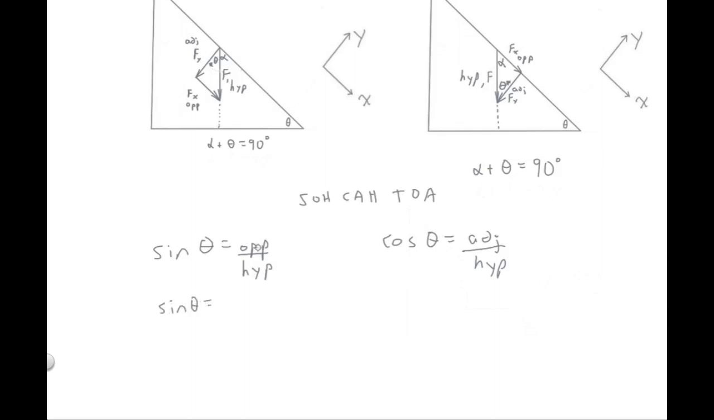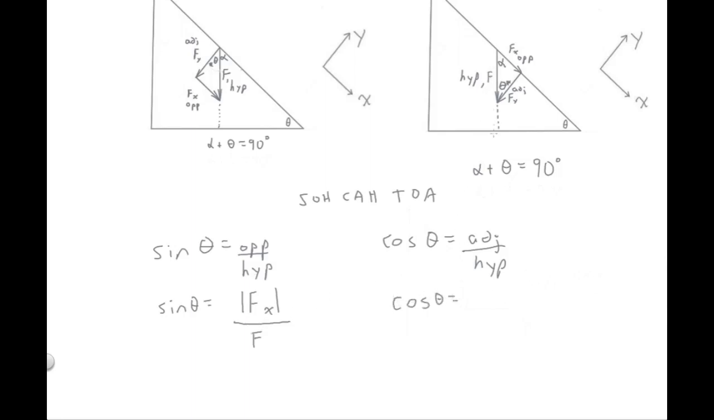While the opposite side is f sub x. And that's true in both triangles. In both triangles, f sub x is the opposite side. Now remember, this equation will only tell us the magnitude of f sub x, so I'm going to use absolute values for that. And the magnitude of the hypotenuse is represented by capital F.